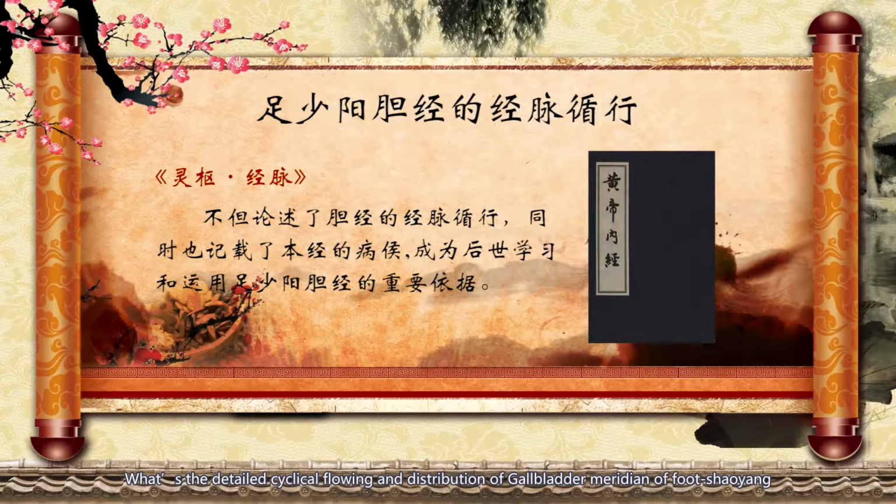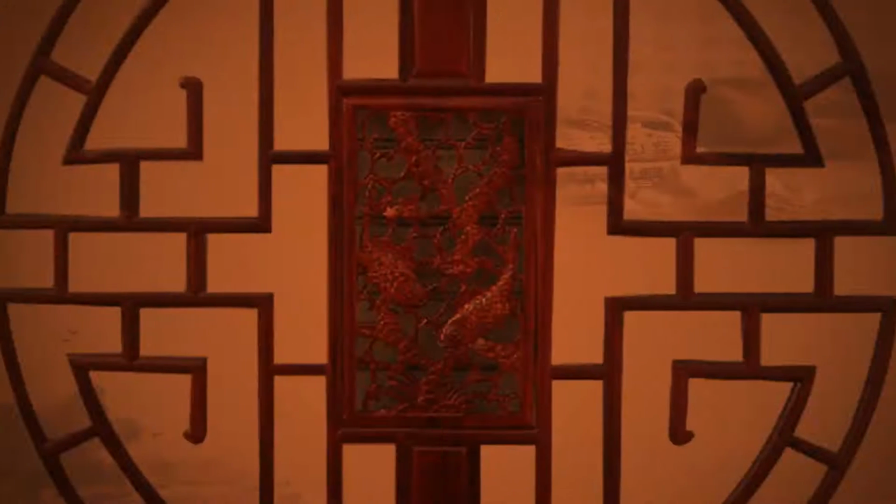What's the detailed cyclical flowing and distribution of gallbladder meridian of foot Shaoyang? First, let's conclude basic information of gallbladder meridian of foot Shaoyang. Based on the knowledge of general introduction of meridians and acupoints, gallbladder meridian of foot Shaoyang is the 10th meridian of 12 regular meridians.